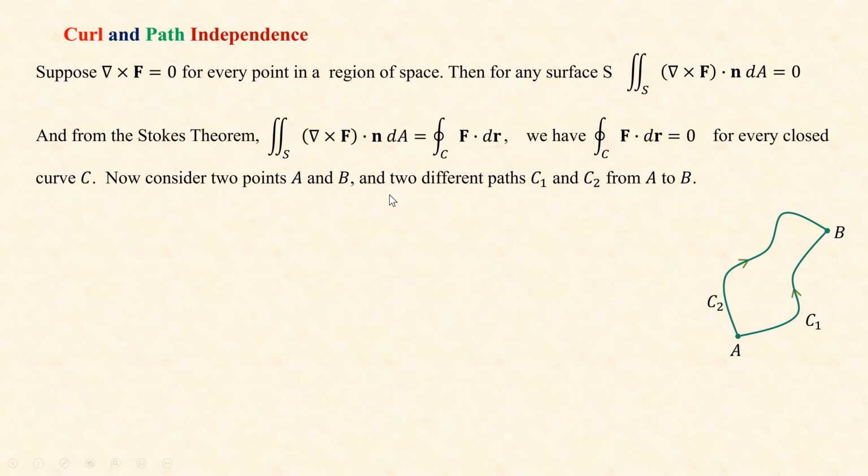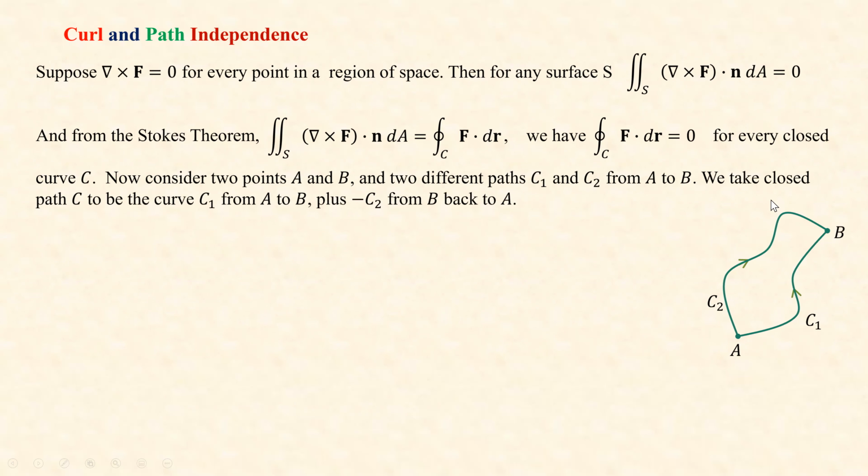Now consider 2 points A and B and 2 different paths C1 and C2 from A to B. So from A to B, you can go this way or you can go this way, right? We take the closed path C to be the curve C1 from A to B plus negative C2 from B back to A. So we go this way and come back the other way. According to this, since curl is 0, the line integral over any closed path is 0. So we have that. And then we can split the line integral into 2 pieces. One is on C1 and the other one is on negative C2, which means that we're going on C2 in the opposite direction. And we said that if you go in the opposite direction, you get a negative sign.